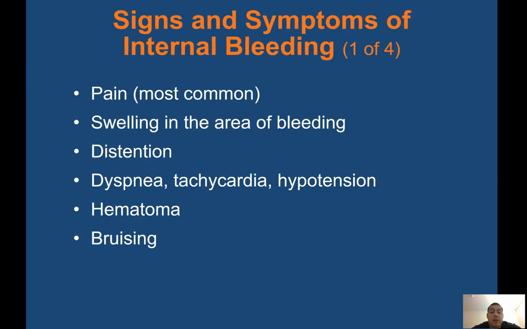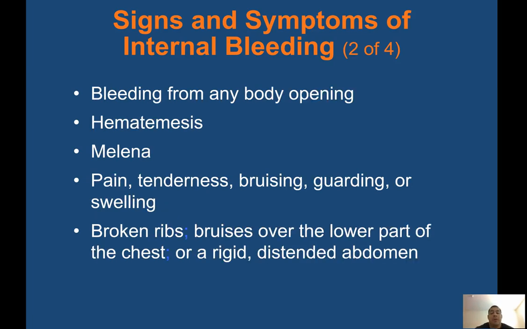Signs and symptoms of internal bleeding: pain is most common, swelling in the area of bleeding, distension, dyspnea, tachycardia, hypotension, hematoma, bruising. So bleeding from any body opening, hematemesis, which means coughing up blood, melena, or blood in the stool, pain, tenderness, bruising, guarding, or swelling, broken ribs, bruises over the lower part of the chest, or a rigid distended abdomen.